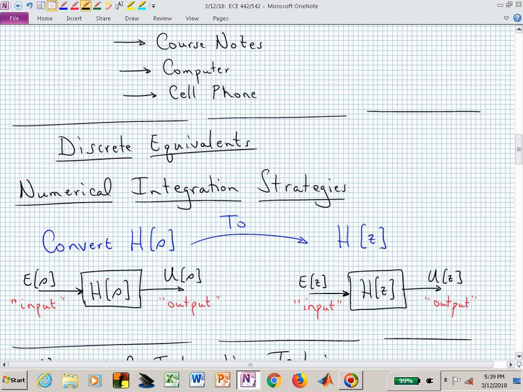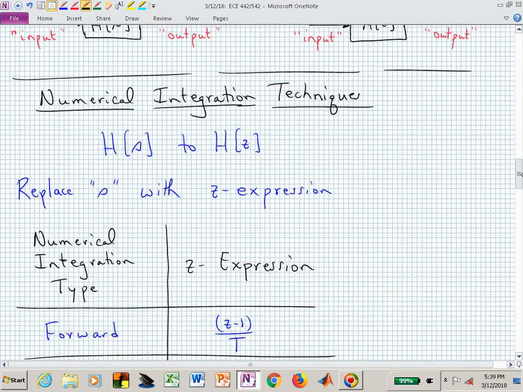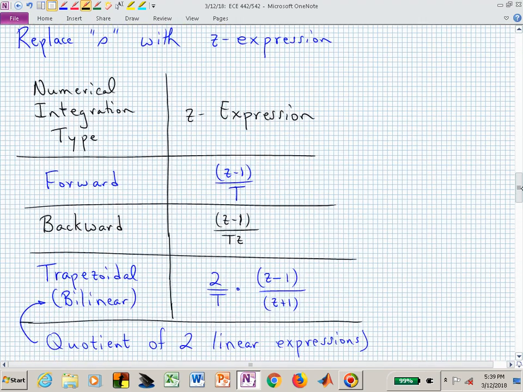In these numerical integration strategies, we're really trying to find a capital H of Z from an H of S. And last time we looked at deriving these 3 different Z-domain expressions that we can substitute in for the S value in a given transfer function, H of S or G of S. And these are the 3 different Z expressions, one for forward, one for backward, and one for trapezoidal, bilinear, Tustin. It goes by many different names.